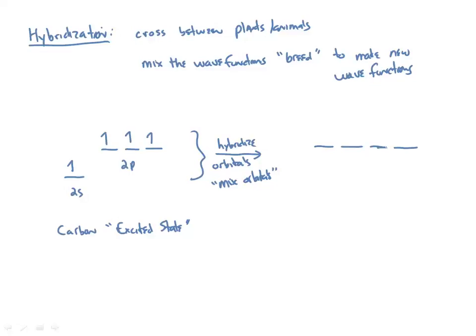And it turns out that when we mix them right, we get what's called sp3, or basically we get 4 identical orbitals. Which is good because that would lead to 4 identical bonds, which means that it agrees with the experiment.